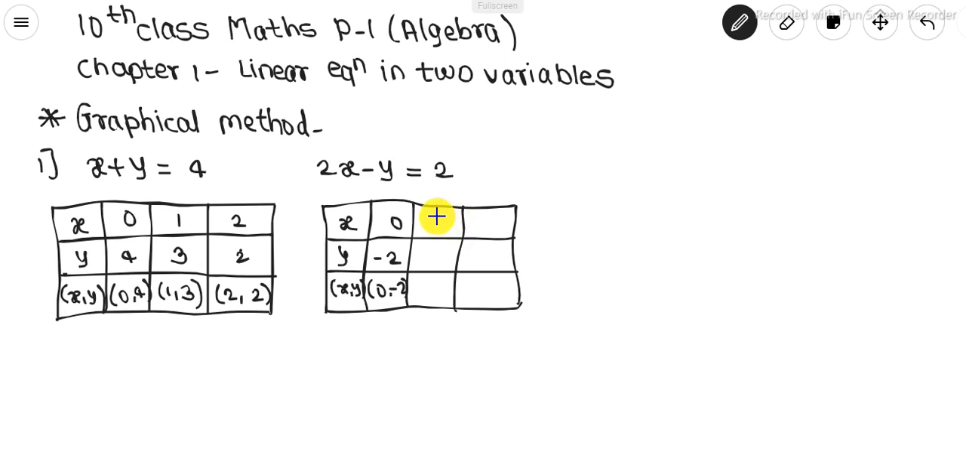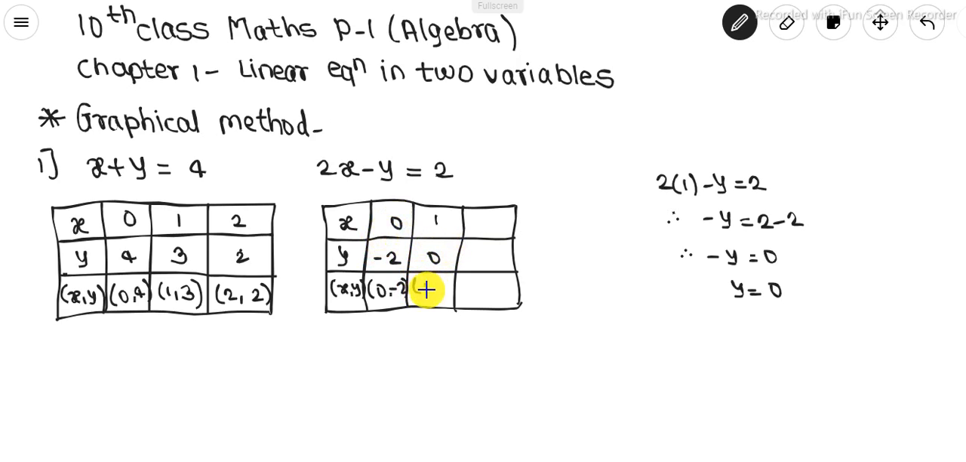Now if we put the value of x is equals to 1, here we roughly calculate 2 into 1 minus y is equals to 2. Therefore 2 minus y is equals to 2, so minus y is equals to 0, means y is equals to 0. That is, if we put x is equals to 1, then the value of y is 0.